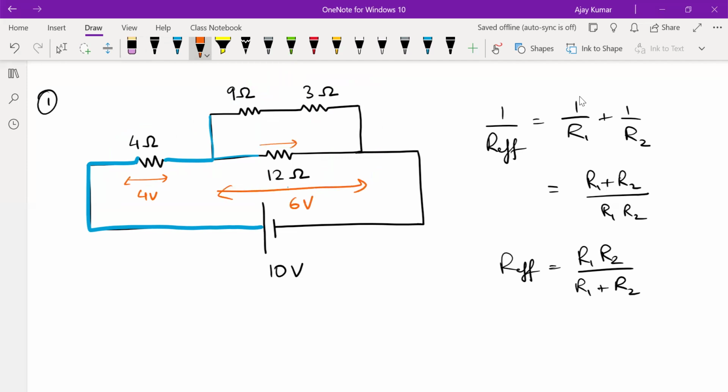So across the 12 ohm resistance, it is 6 volts. Across 9 and 3 combined, it is 6. And that we can again split in the ratio 1/9 is to 1/3. That's like 1:3. Multiply, 1:3. So here you will get 1:3, which means 4 parts. 1/4 of 6 volts here, and 3/4 of 6 volts here. That way also you could have distributed the voltages.